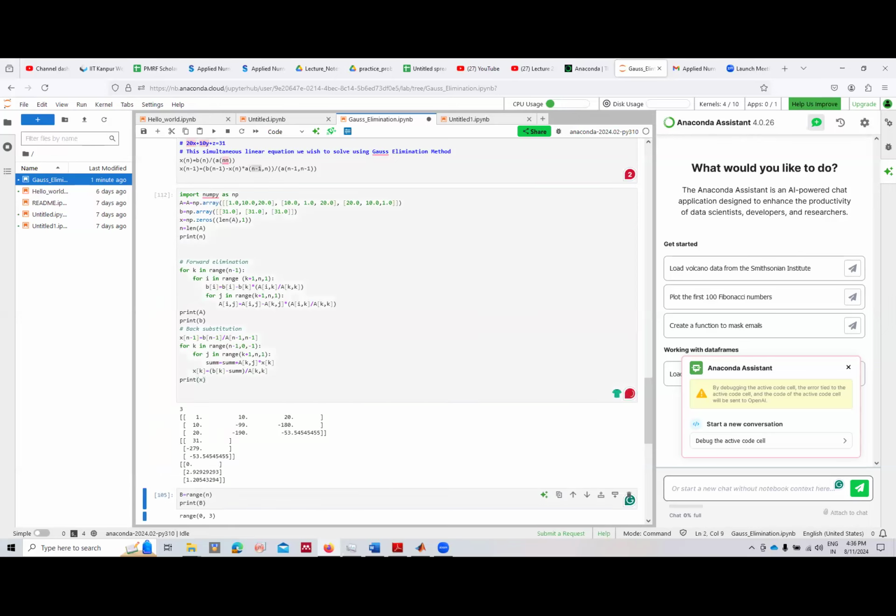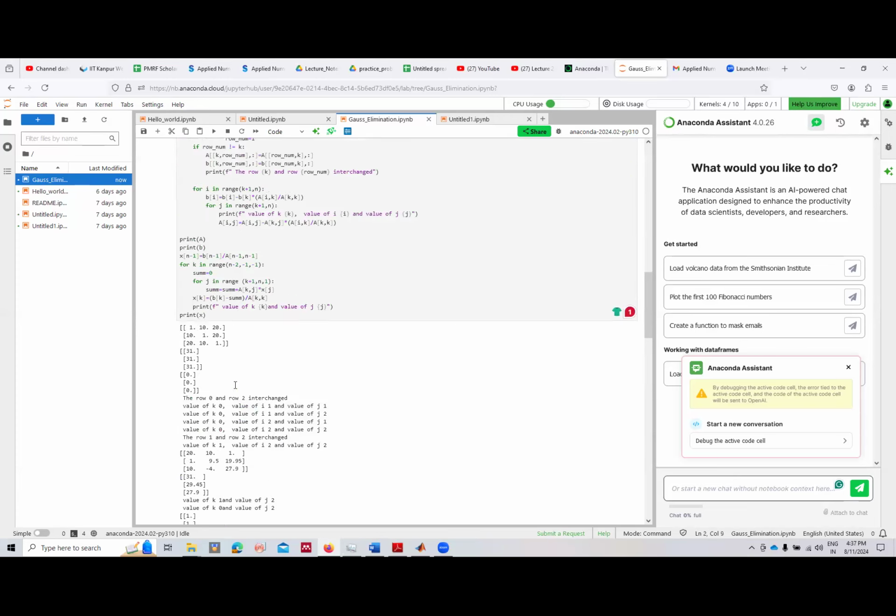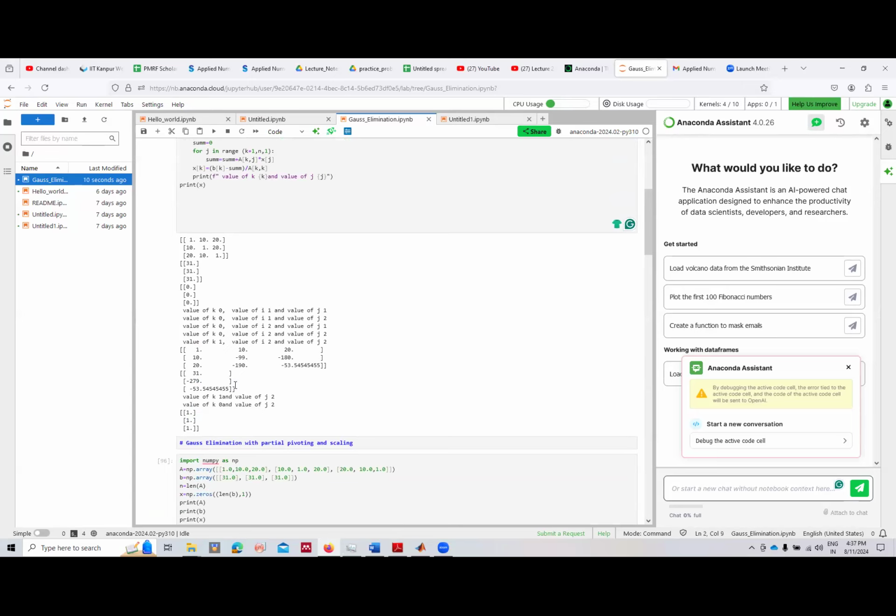Now if I do shift enter, okay, it is showing some error. It has run successfully, but it hasn't run correctly. So I need to see where the error is. I hope I found out the value correctly.